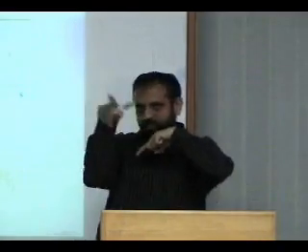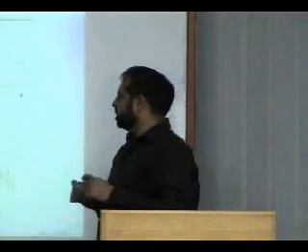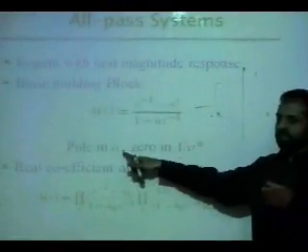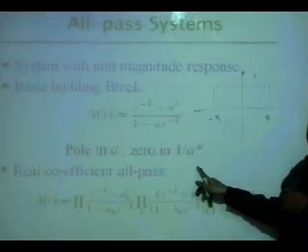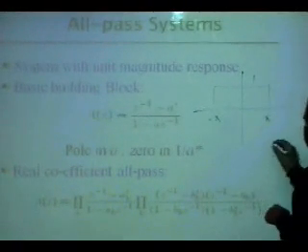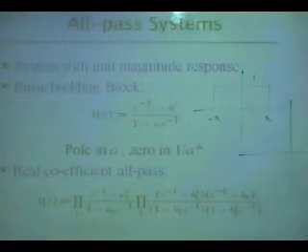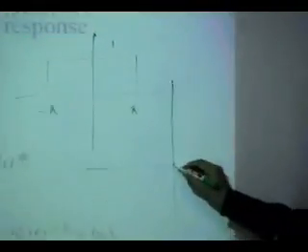Either you make a minimum phase system, or you put this with that, cancel out the poles and zeros, and design. So an all pass system is a system where if a pole is at a, then the zero will be at 1 over a, conjugate. So what is the conjugate?